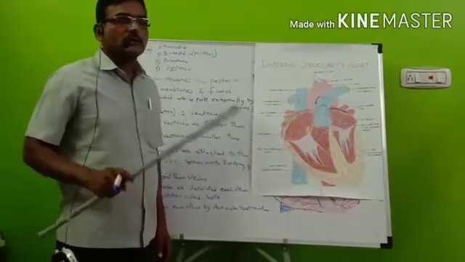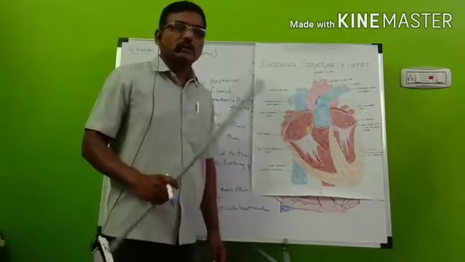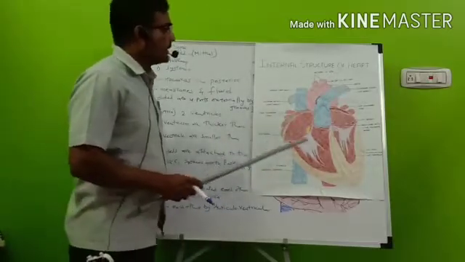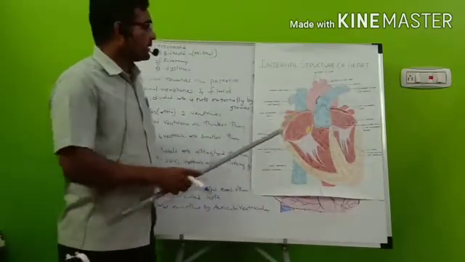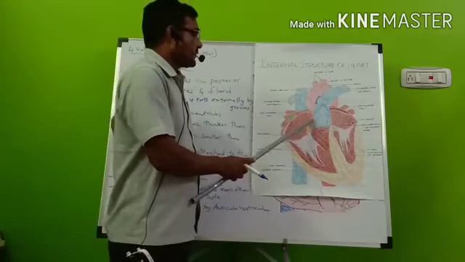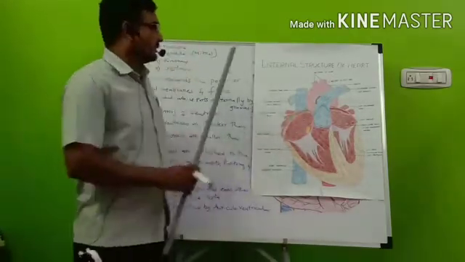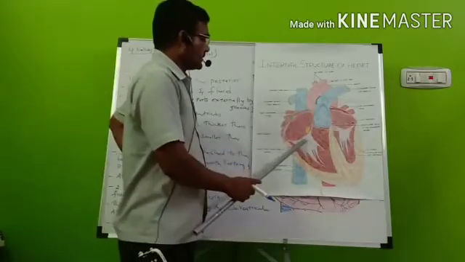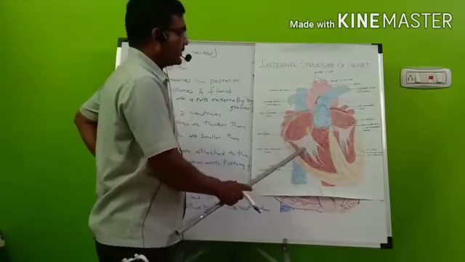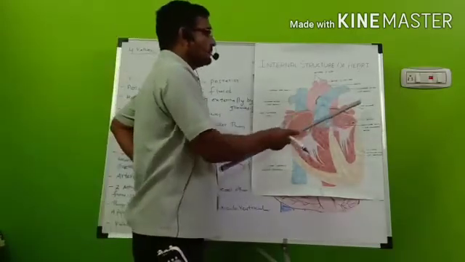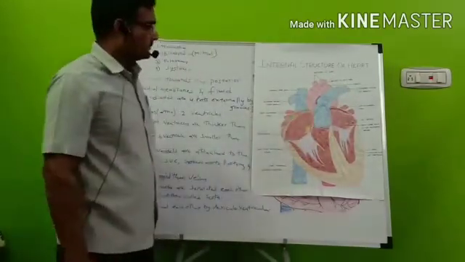In general, among the blood vessels, arteries carry oxygenated blood and veins carry deoxygenated blood. But coming to the pulmonary artery and pulmonary veins, the pulmonary artery carries deoxygenated blood, whereas the pulmonary veins carry oxygenated blood. The pulmonary artery travels towards the lungs from the right ventricle and returns back to the left atrium through the pulmonary veins.